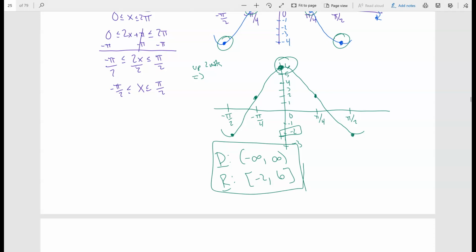Okay, so these graphs, expect a lot of these graphs on your next exam. So really make sure that you feel comfortable with these.